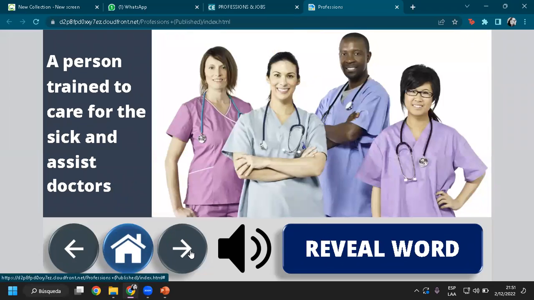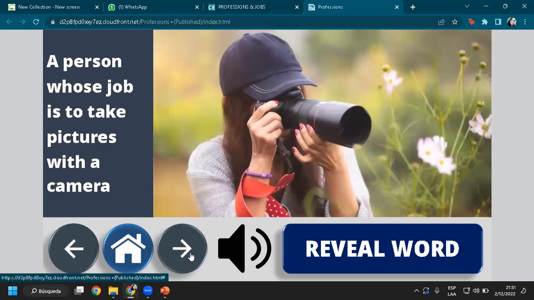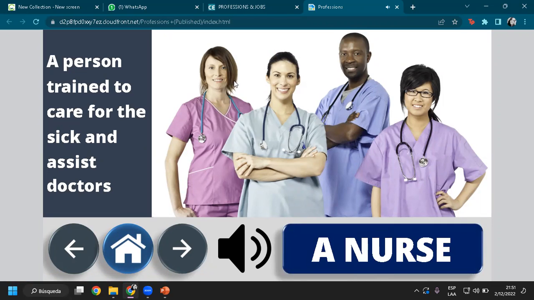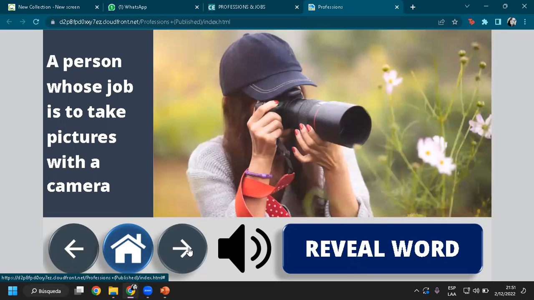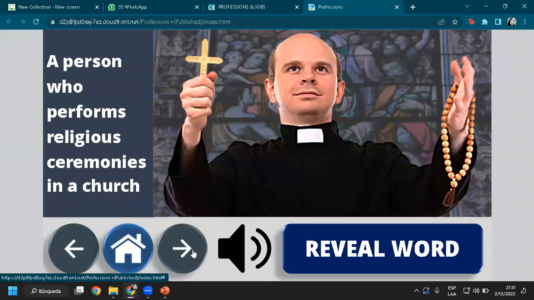How about this one? They are not doctors. A nurse. Nurse, very good. Cirujanos. No, nurse. What is the meaning of nurse? Enfermera. Very good. What about this one? Photographer. Okay, photographer.